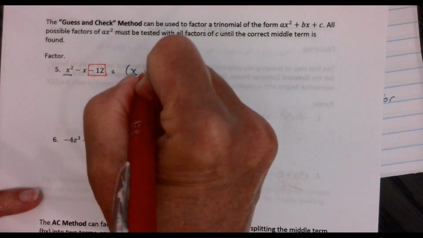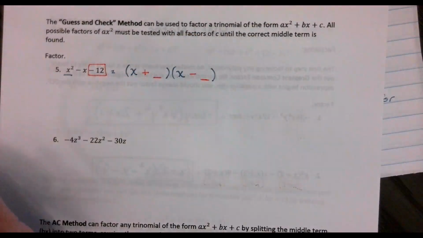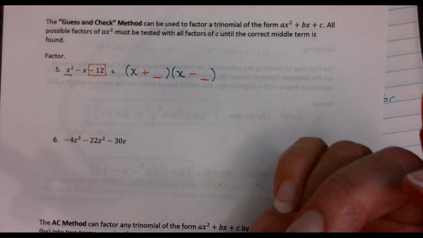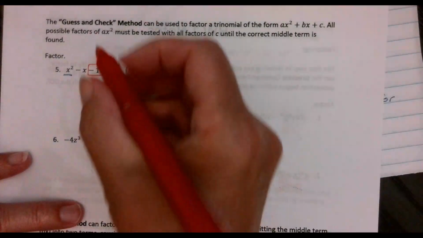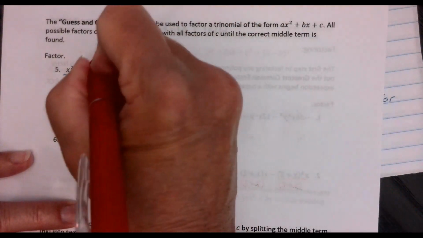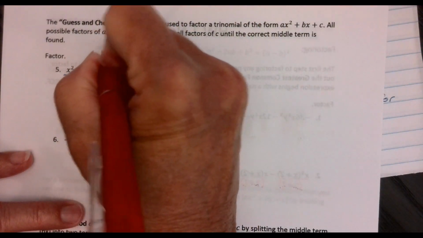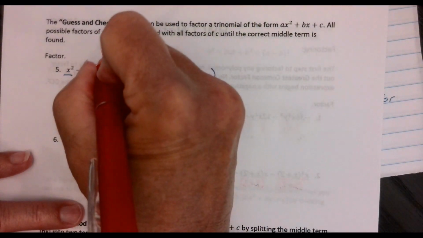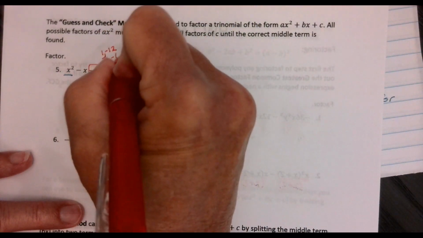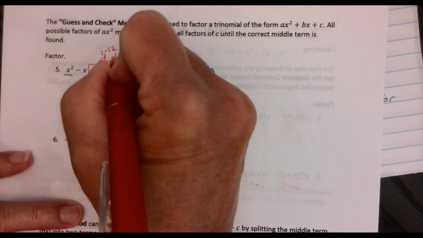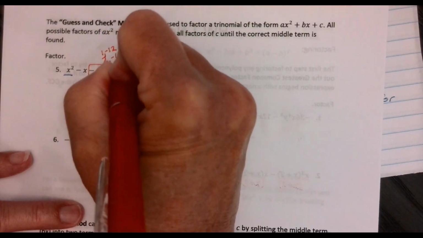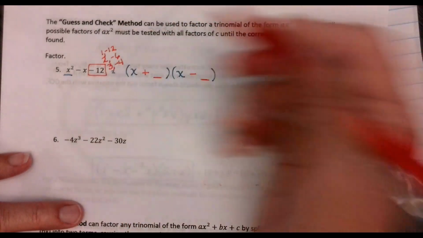I'm just going to put it in there. I do not have any notes in front of me. It's just guessing. Okay? I'm just checking it. So how can I get 12? Okay, I can get it by saying 1 times negative 12 or negative 1 times a positive 12. 2 times negative 6 or negative 2 times a positive 6. And 3 times a negative 4 or negative 3 times 4.